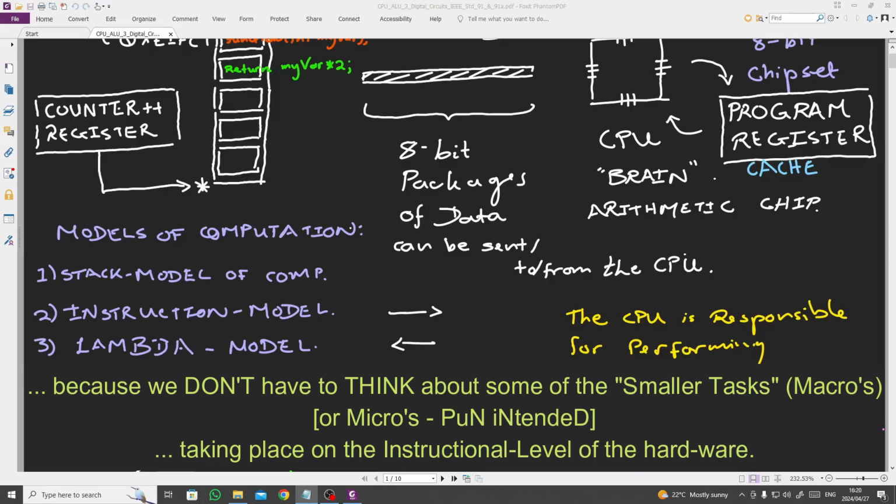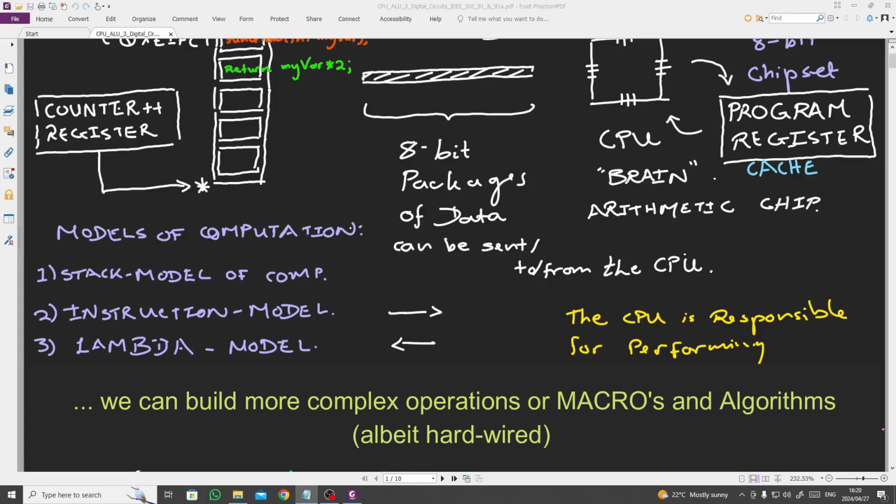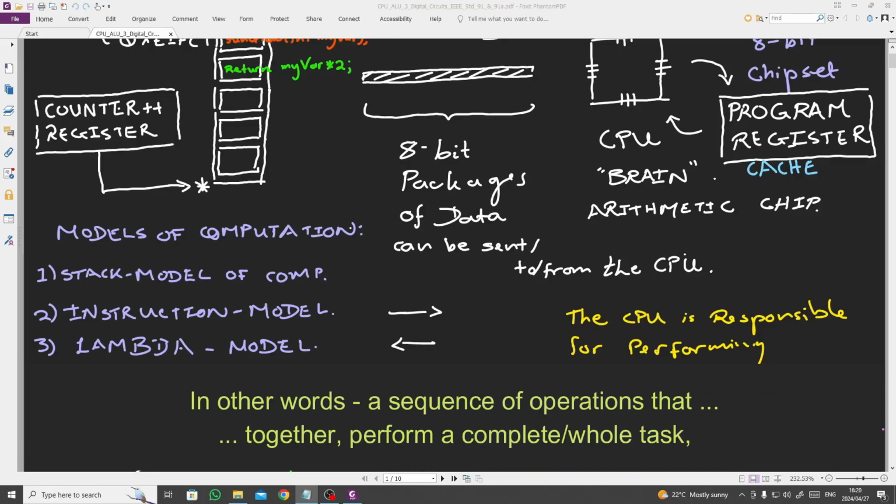Micros. Pun intended. In other words, by arranging the transistors into different configurations comprising more primitive Boolean algebra hardwired as logic gates, we can build more complex operations or macros and algorithms, albeit hardwired. Keep in mind, a macro is essentially just a combination of smaller, more primitive subroutines. In other words, a sequence of operations that together perform a more complete or a whole task.